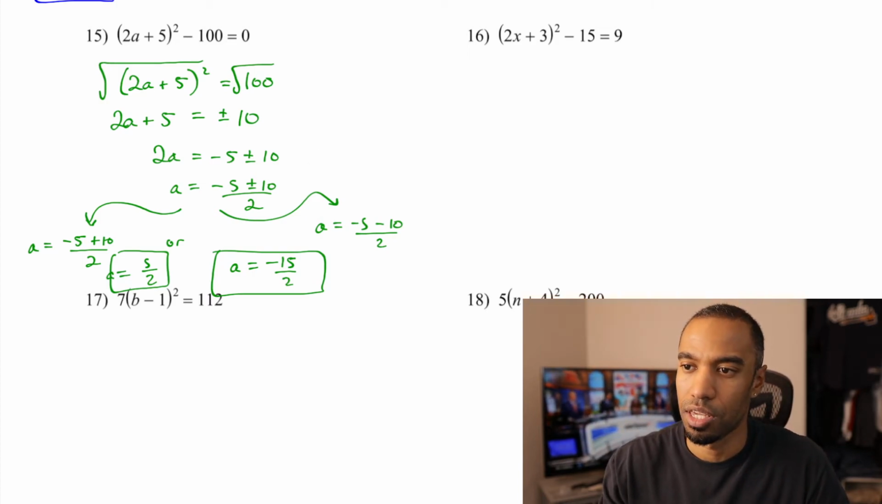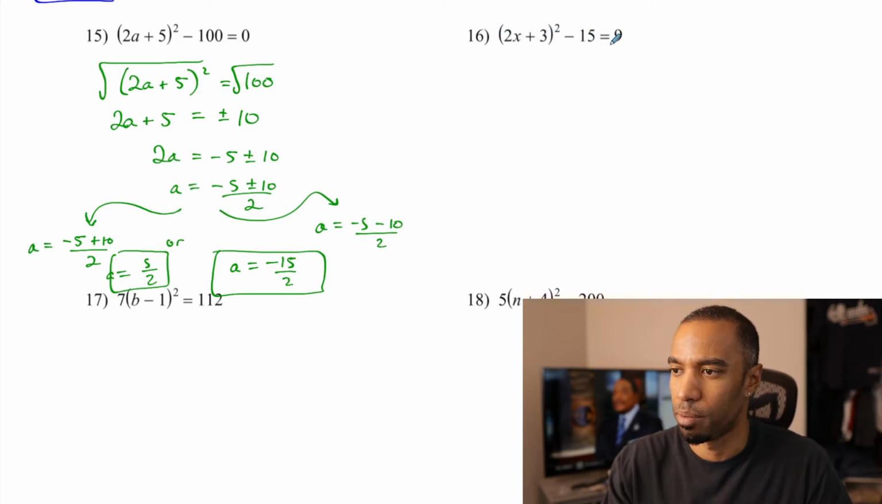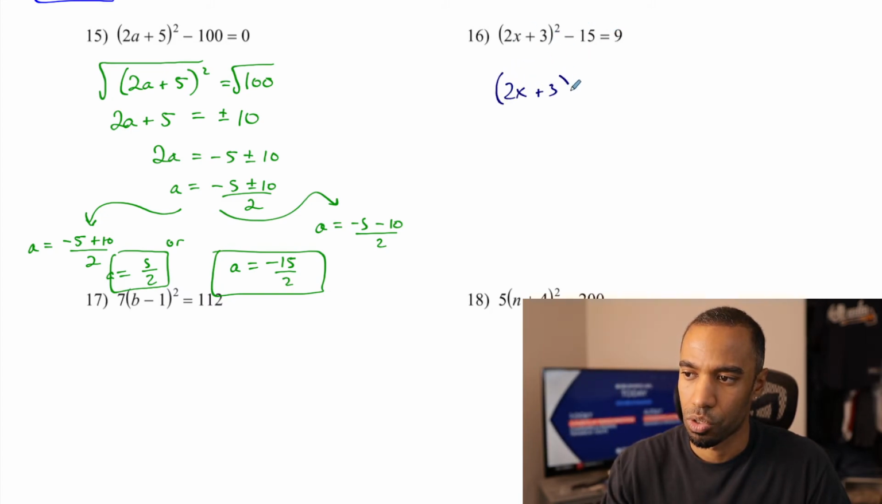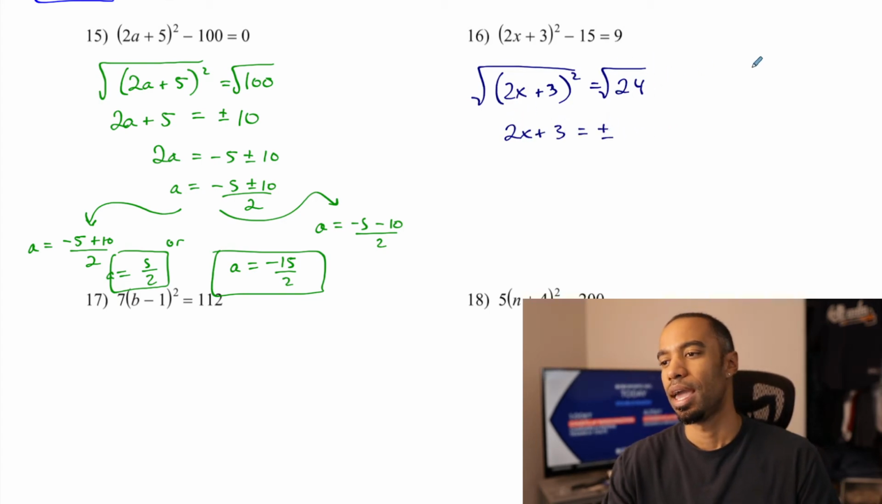All right, let's keep going here. We have number 16, and I have 2x plus 3 quantity squared minus 15 equals 9. Same thing, guys. We've got to get this thing by itself. I'm going to add 15 over here. 2x plus 3 quantity squared equals 24. Now when I take the square root of both sides, I get 2x plus 3 equals plus or minus the square root of 24.